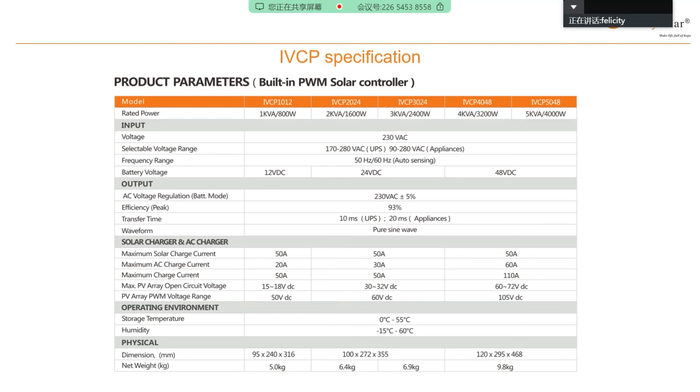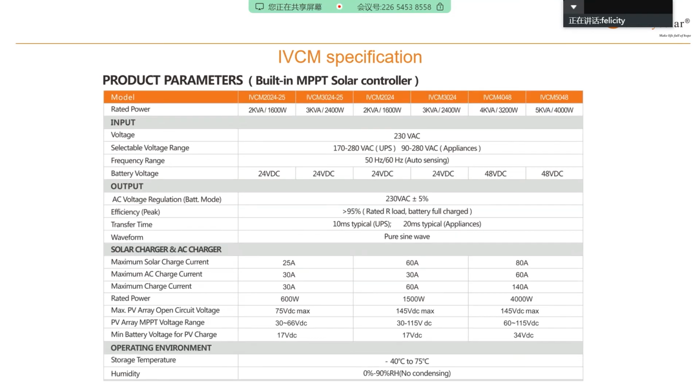Okay, and is IVCM. For IVCM we also have different power models, but the most selling are IVCM 3 kVA and 5 kVA. IVCM 3 kVA battery is 24 volt and 5 kVA is 48 volt. And the IVCM series has a built-in MPPT.